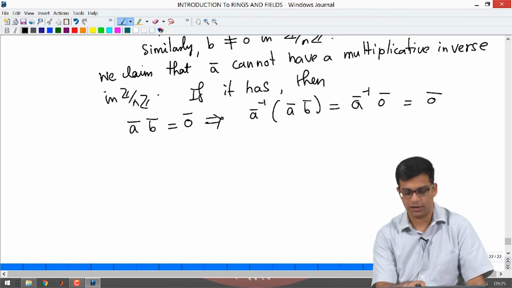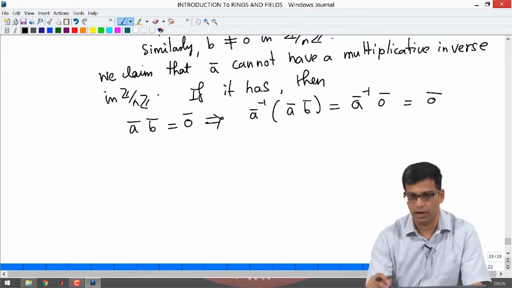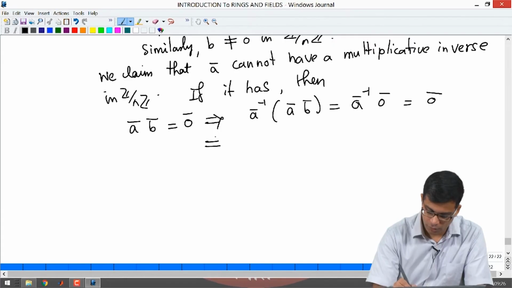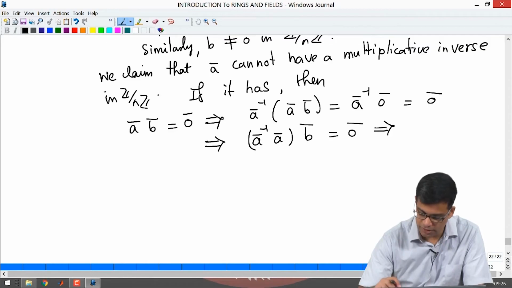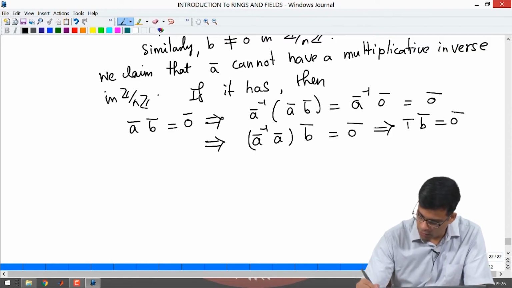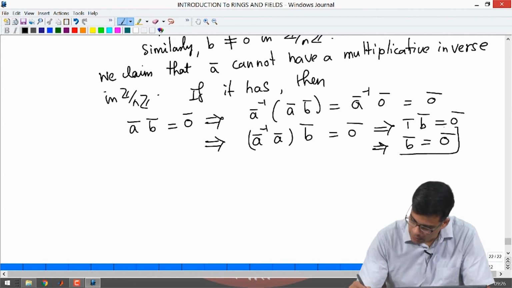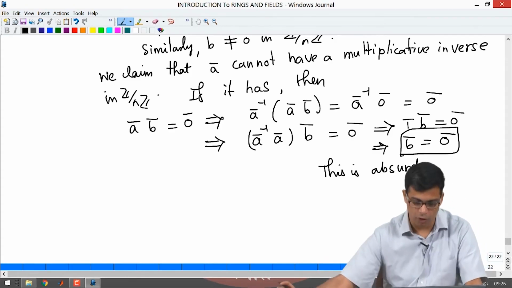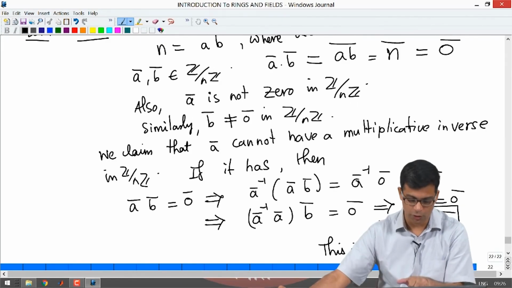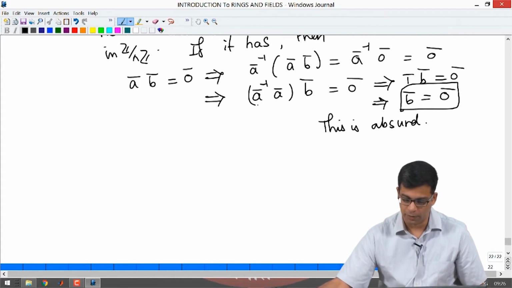Right. So, let us multiply this equation by a bar inverse on both sides. So, you get a bar inverse times a bar b bar is equal to a bar inverse times 0 bar, and anything times 0 bar is 0 bar. But then associativity of multiplication says that this is equal to a bar inverse times a bar, times b bar. But a bar inverse times a bar is 1 bar, and 1 bar times b bar is b bar because 1 bar is the multiplicative identity. That means b bar is 0 bar, but this is absurd, because b bar also is not the 0 element, that I have remarked here. Okay. So, a bar cannot have a multiplicative inverse.